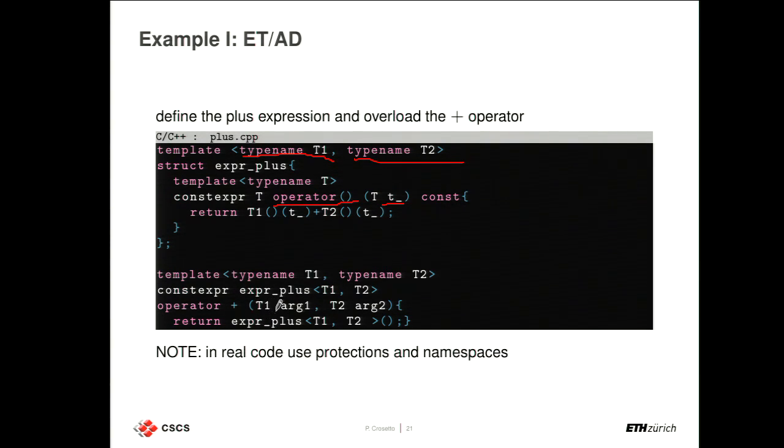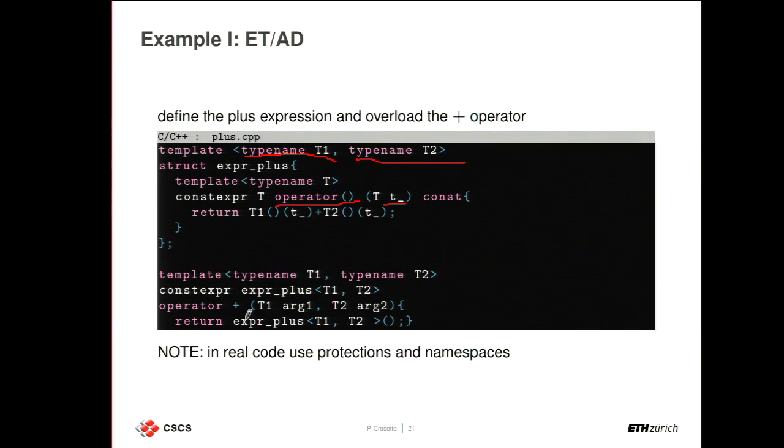The plus operator will, for two generic arguments T1 and T2, return an instance of the expression plus. Now I'm returning everything by copy. I'm not using any namespace. I'm not using any protection for this thing. In real life, you have to do all these things because otherwise it's dangerous code.